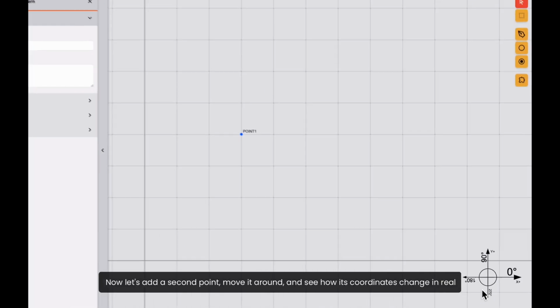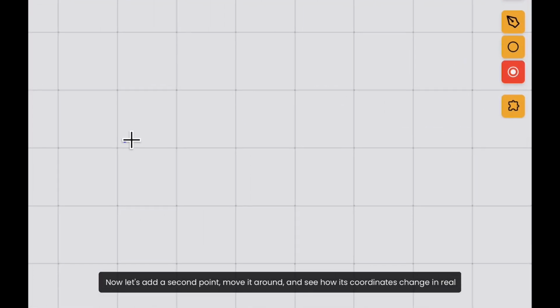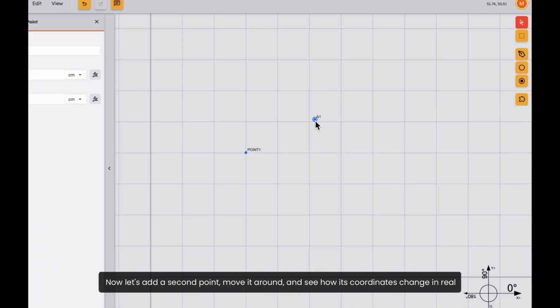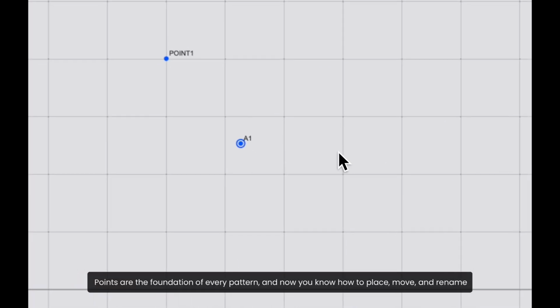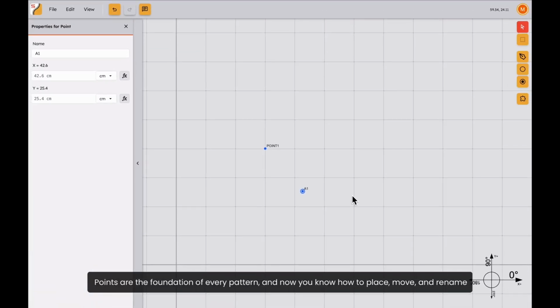Now let's add a second point, move it around, and see how its coordinates change in real time. That's it for the basics. Points are the foundation of every pattern, and now you know how to place, move, and rename them.